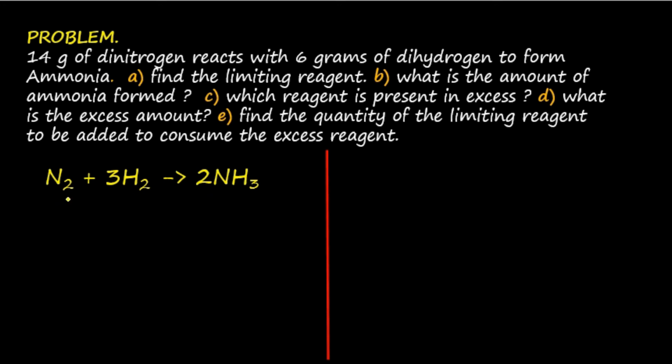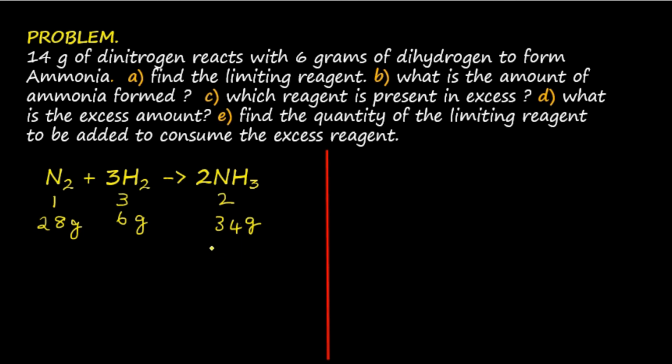What does the equation tell us? 1 mole of dinitrogen reacts with 3 moles of dihydrogen to form 2 moles of ammonia. 1 mole of dinitrogen is 28 grams, 3 moles of dihydrogen is 6 grams, and 2 moles of ammonia is equal to 34 grams. The calculation part of that I have already done in previous videos.